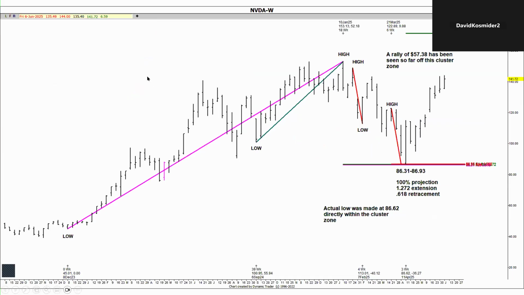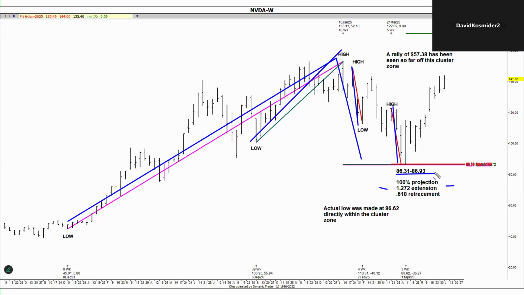Another example. This is in NVIDIA. I know that's another favorite. And here we had a major low to high, 618 retracement, another low to high. We had 1272 extension. And then there was another 100% projection, but it was from this high to low, projected from here. Okay. And that gave us support. And you can go back, because these are weekly charts, so you can actually go back and do it yourself. But 86.31 to 86.93 area was the support.